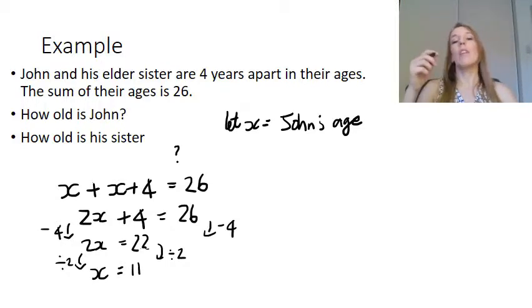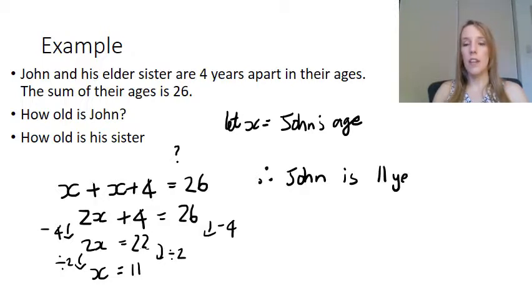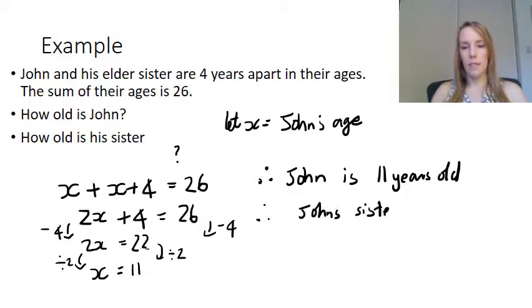So we've followed 3 steps, and the last step, remember, was to answer the original question, including correct units. So how old is John? Therefore, John is 11 years old. Remember to use units. And our second one, how old is his sister? His older sister is 4 years older than him. So therefore John's sister is 11 plus 4, which is 15. So she's 15 years old.